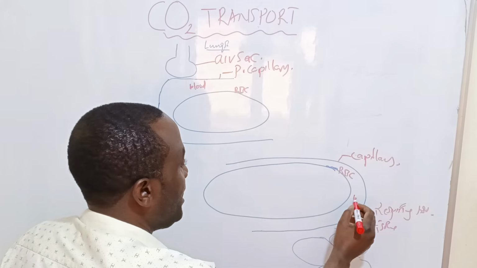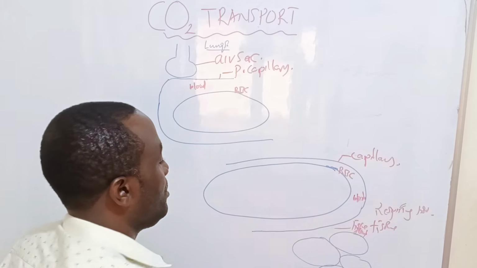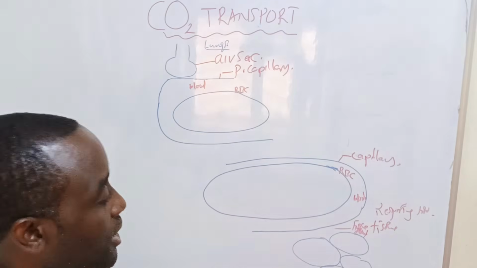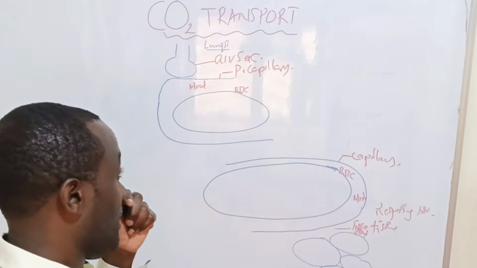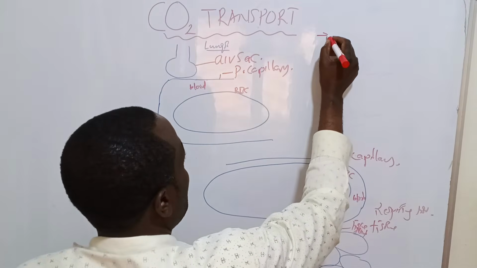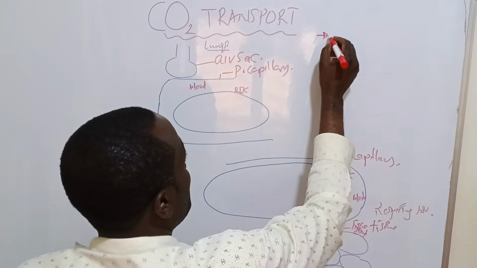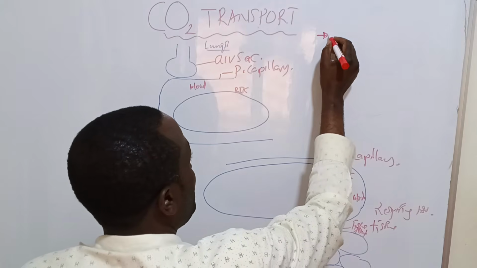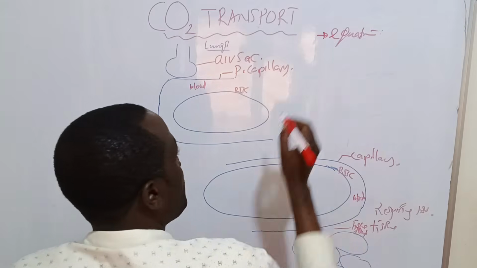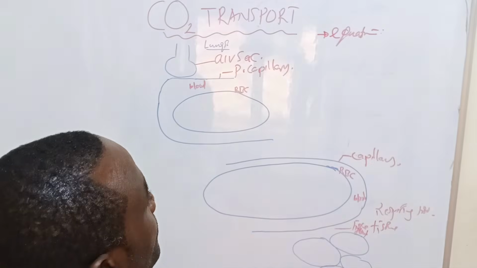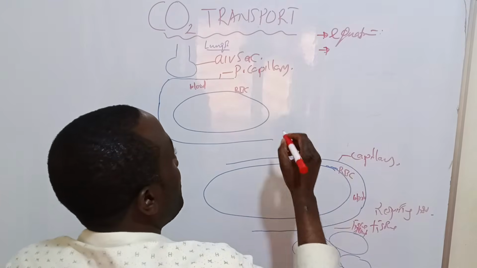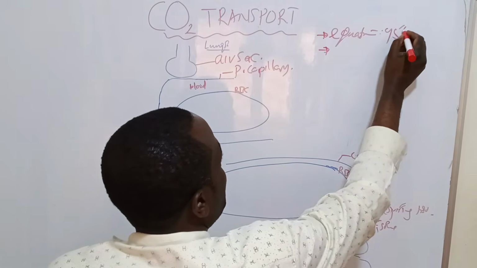Then here we have blood, where there is blood plasma. Now, after respiration, there are three main pathways. The most important pathway is the bicarbonate equation, where carbon dioxide is transported as bicarbonate, about close to 95%.